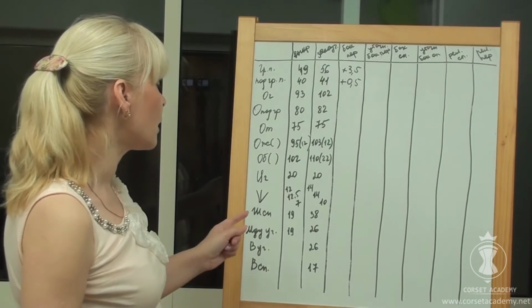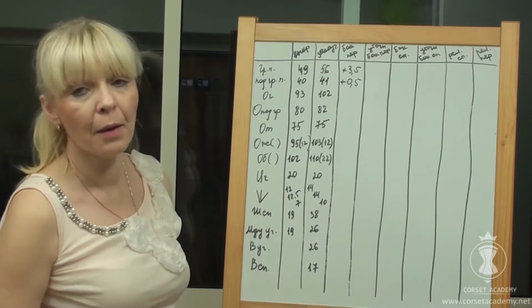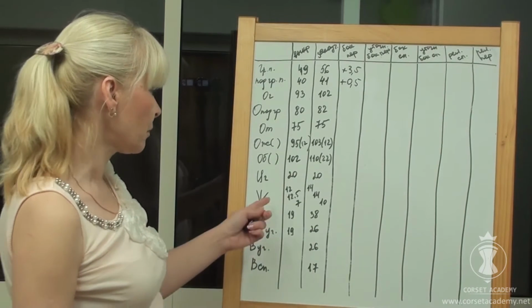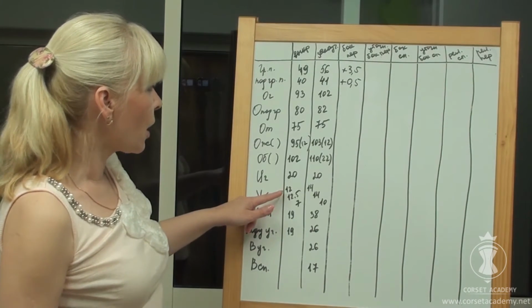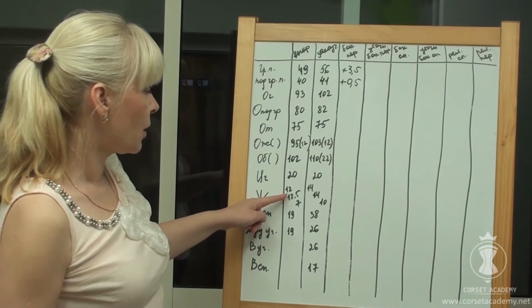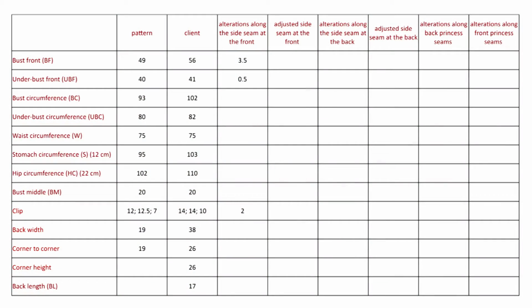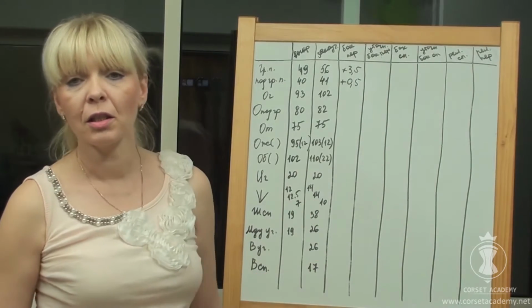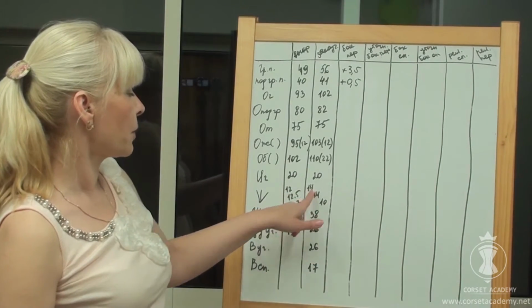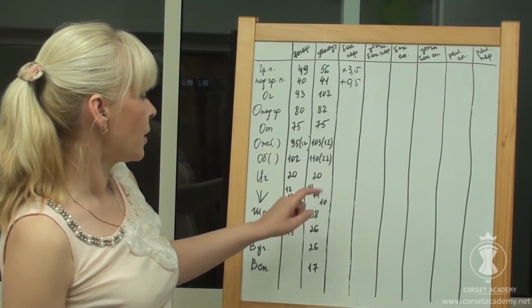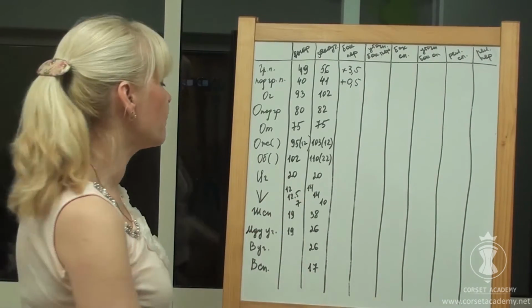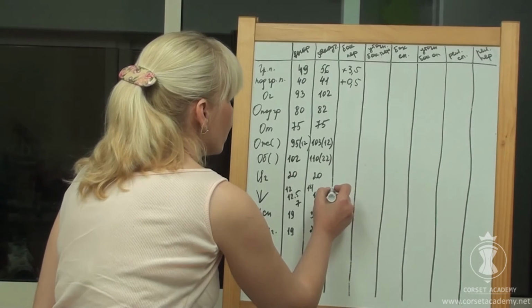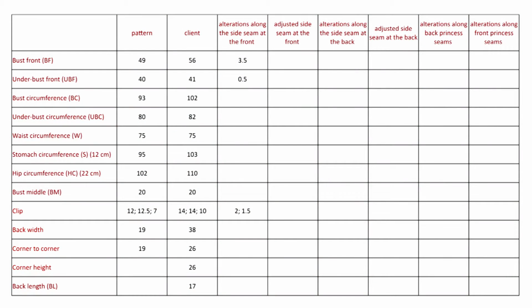Towards the arm's eye: 14 centimeters on the client and 12 centimeters on the pattern. 14 centimeters minus 12 centimeters equals 2 centimeters. I need to add another 2 centimeters to the pattern. Towards the corner: 14 centimeters on the client and 12.5 centimeters on the pattern. 14 centimeters minus 12.5 centimeters equals 1.5 centimeters. I need to add another 1.5 centimeters to the pattern.